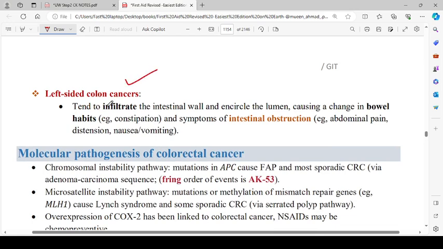Left-sided colon cancer tends to infiltrate the intestinal wall and encircle the lumen, causing a change in bowel habit like constipation, and symptoms of intestinal obstruction like abdominal pain, distension, nausea, and vomiting.